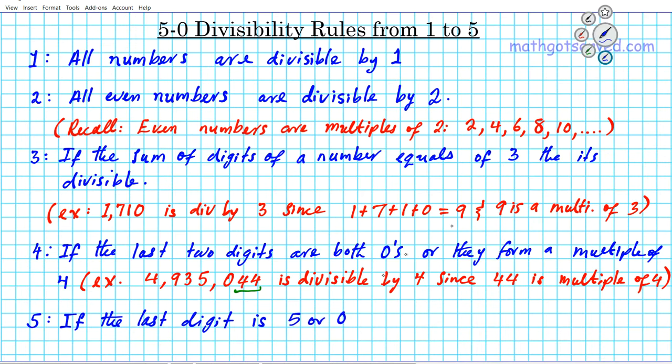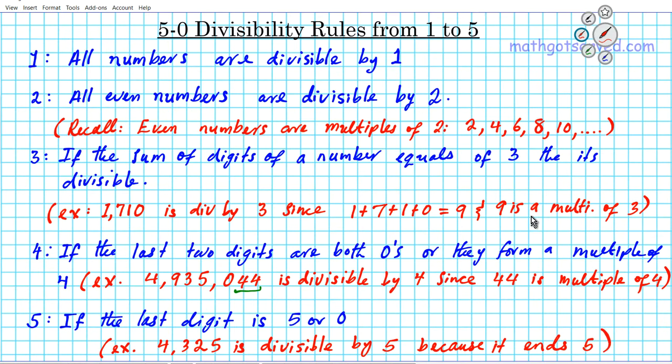This one is very easy to do. For example, consider the number 4,325. Can I know if this number is divisible by 4 or if 5 divides this evenly without dividing it out? Absolutely. Using this rule right here, we know that this number is divisible by 5. Why? Because it ends in 5. So any number that ends in 5 or 0 is automatically divisible by 5.